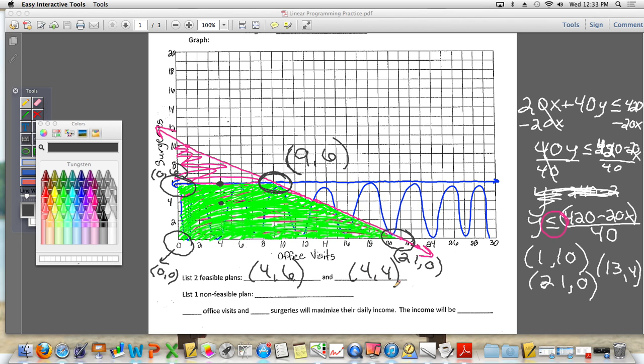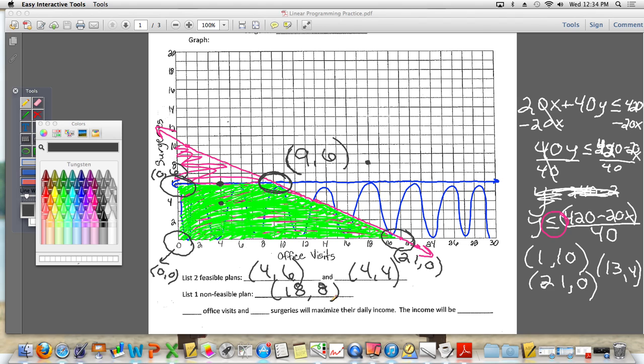Okay. Give me one point that doesn't work. I need 1 point that does not work. Ashley, can you give me one? 18 and what? Perfect. If I go over 18 and I go up to 8, I'm talking about that point. Too high, it's not in my green region. So 18, 8 would be a non-feasible point.